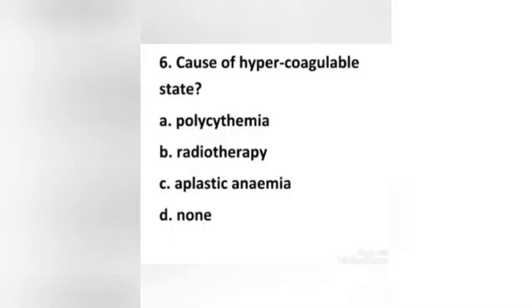Next question, cause of hypercoagulable state. Polycythemia, radiotherapy, aplastic anemia, none. Here the right answer is option A, polycythemia. Cause of hypercoagulable state is polycythemia.